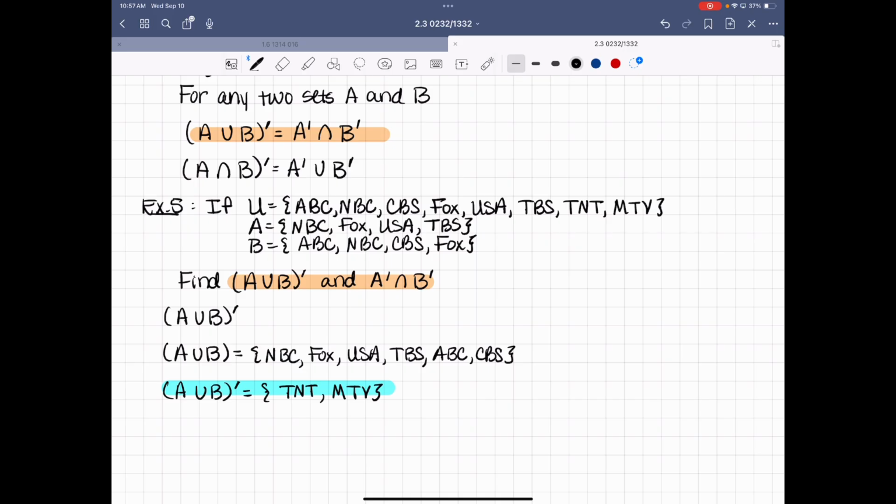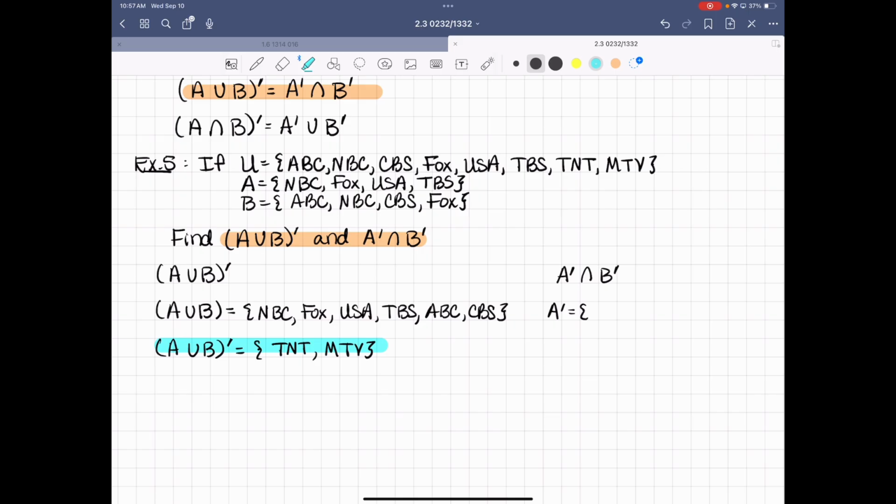Right? Okay, then it wants me to find A complement intersection B complement. Okay, so it makes sense that I need to find A complement and B complement, right? All right, let's find A complement.